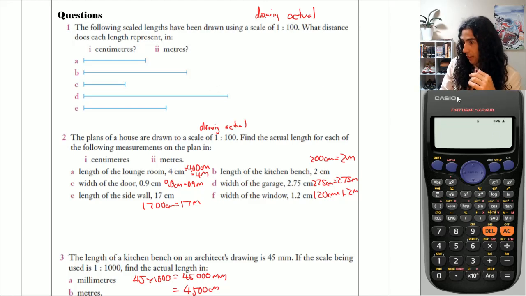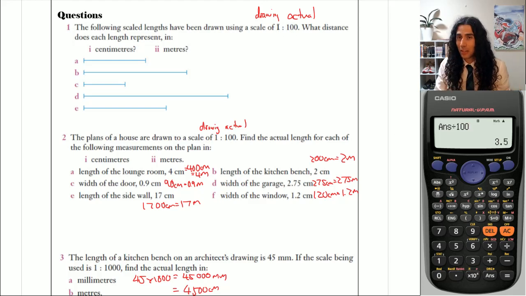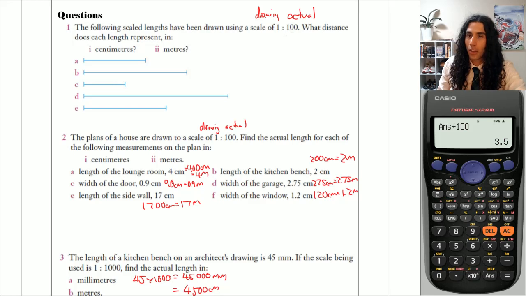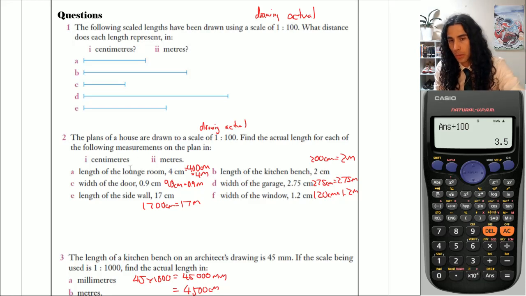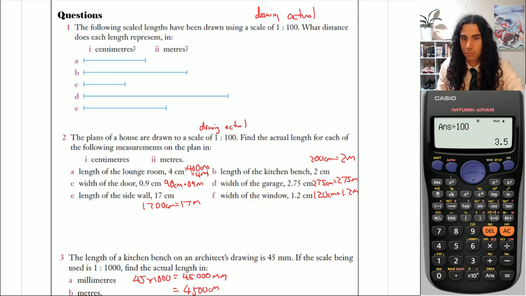That's in the calculator here. As an example, 3.5 centimeters times by 100 is 350 centimeters. To convert to meters, you divide by 100 to get 3.5. So when the scale is 1 to 100, it turns out that each centimeter represents a meter. But that's just a fluke. I've got the answers here for the other ones. For question 2, just multiplying by 100, dividing by 100, same thing.